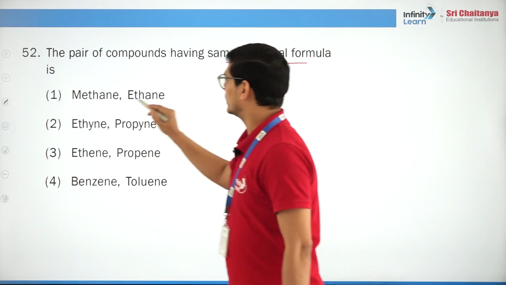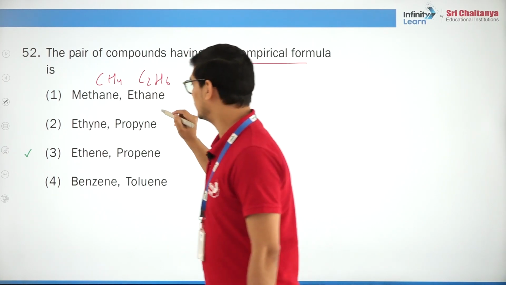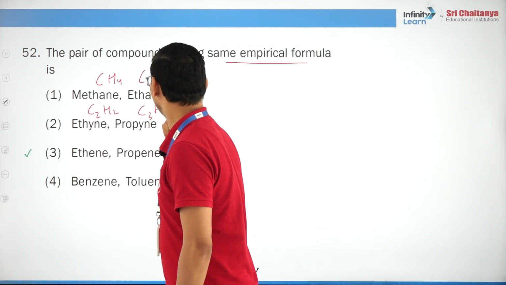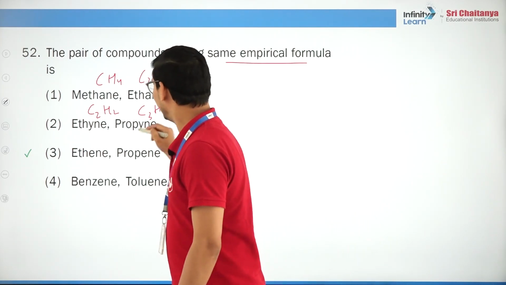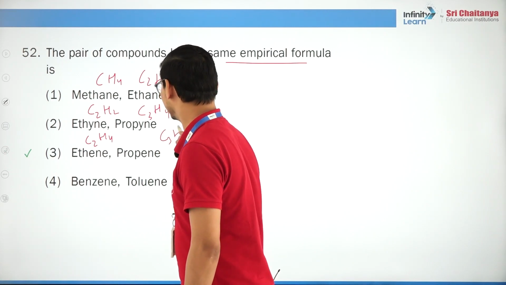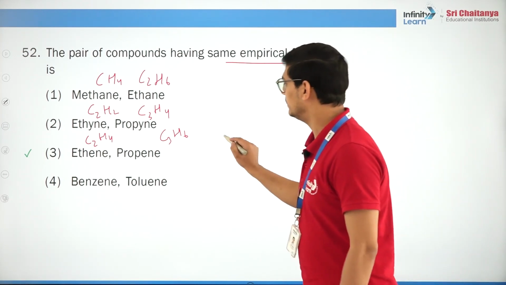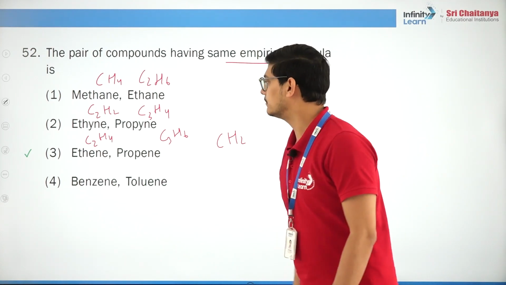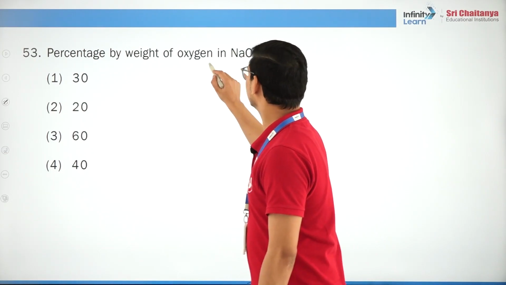Same empirical formula. Okay. So CH4, C2H6, no chance of same empirical formula. Ethyne is C2H2 and propyne is C3H4, right? Is that clear? And ethene is C2H4 and propene is C3H6. So yes, they can have same empirical formula. Is that clear? What will be the empirical formula? It will be CH2, right? CH2 of twice ethene and CH2 of thrice propene. Is that clear? Right?